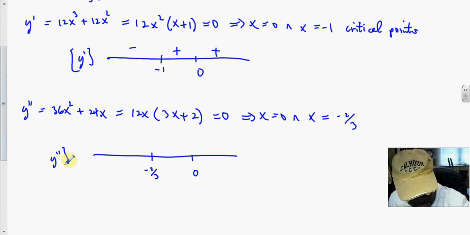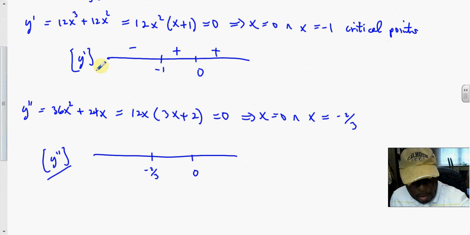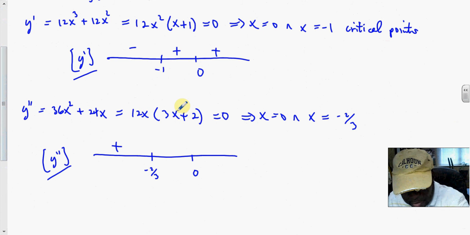Here we're testing y double prime. Take a number less than negative 2/3. Let's plug it here for that x and for that x. Let's say take the number negative 5. This is negative, and that's going to be negative, so we get positive. Let's here take a very small number, right? Between negative 2/3 and 0, it's going to be negative there, but we're going to get positive here, so it's going to be negative. Take a number greater than 0, obviously we get positive.